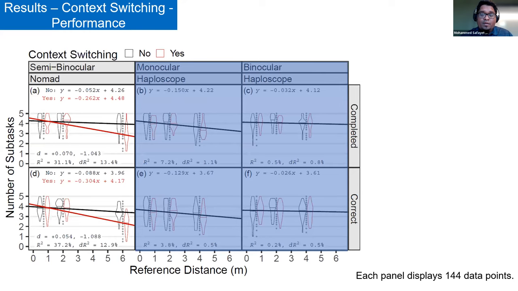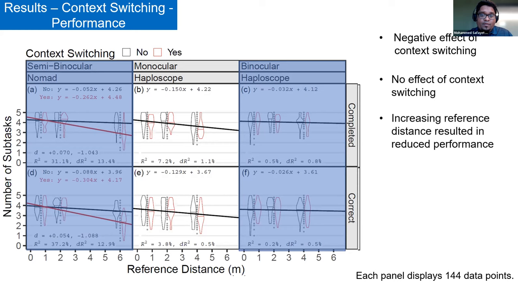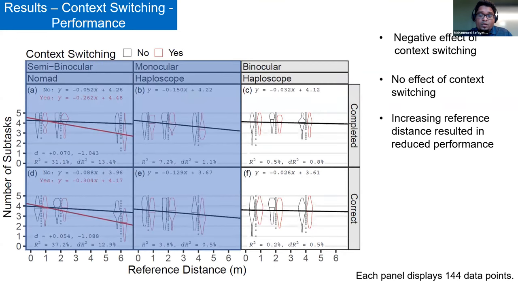This is the finding from Gabbard and colleagues, who used an optical see-through display and semi-binocular conditions. What they found is that there is a significant negative effect of context switching. However, we considered the monocular conditions with our AR haploscope, and we didn't find any effect of context switching in our research, but we found that increasing reference distance resulted in reduced performance. But under the binocular conditions, we didn't find any effect of context switching or the reference distance.